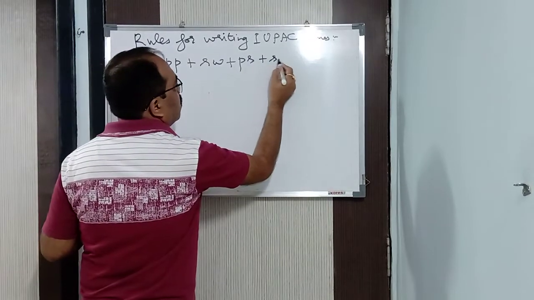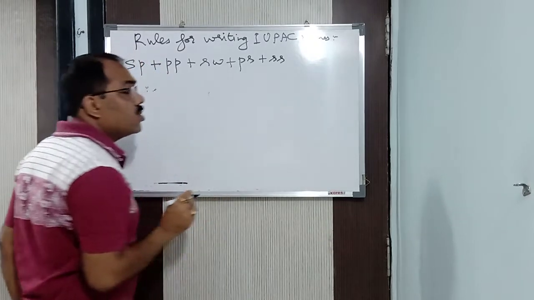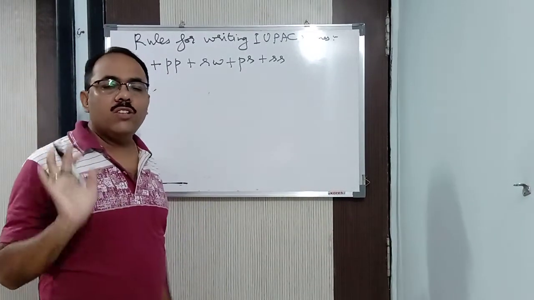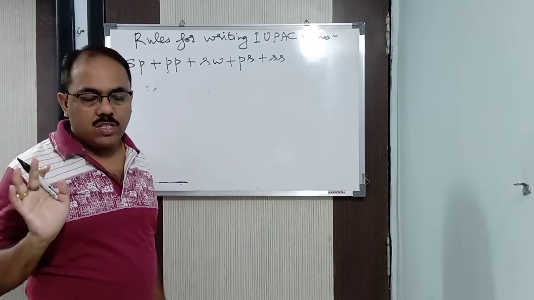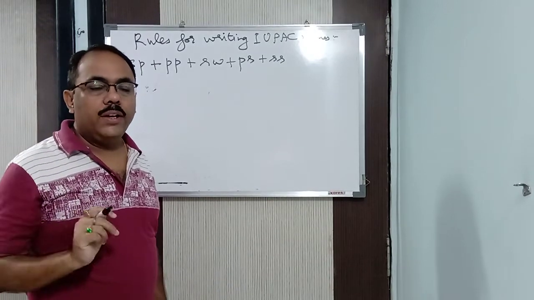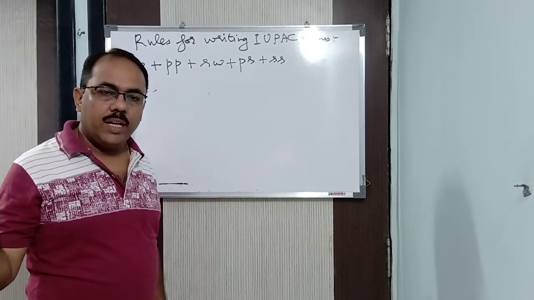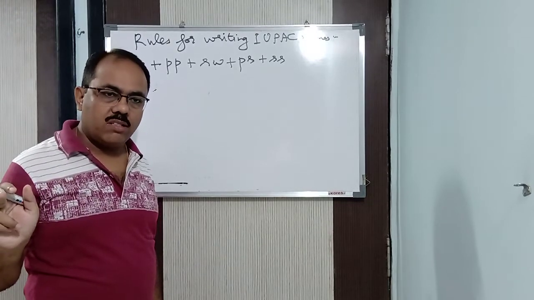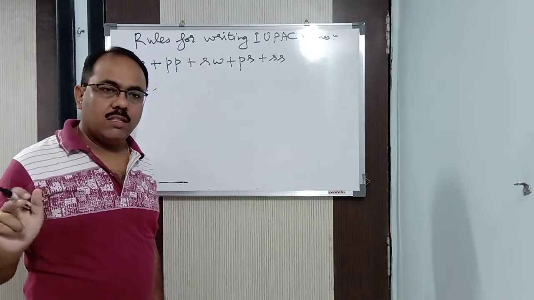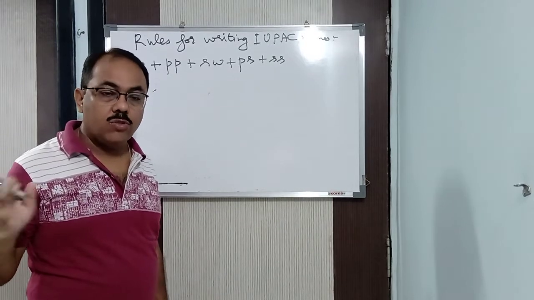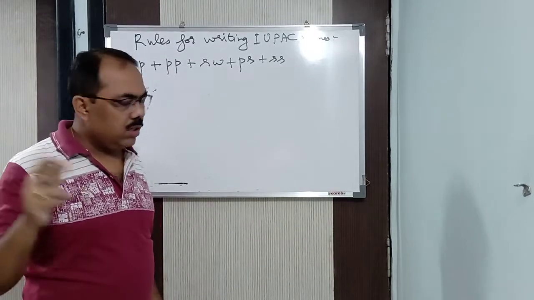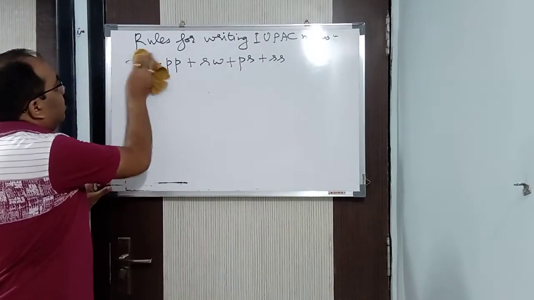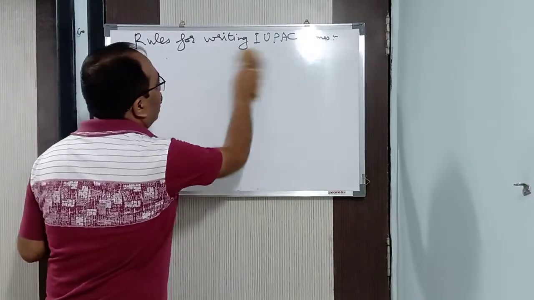And the last is your secondary suffix, which is your functional group, which determines the chemical properties of a particular compound. The functional group is alcohol, OH, which we write as ol. Ketone, C double bond O, as one. Aldehyde, CHO, as al. Carboxylic acid, COOH, as oic acid. I have told you all these things earlier, just a reminder. Now, based upon this, we will start the rules.